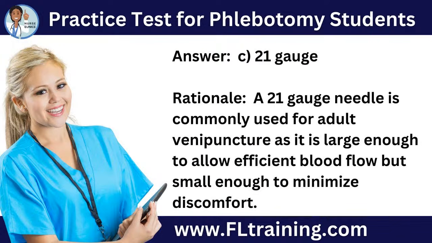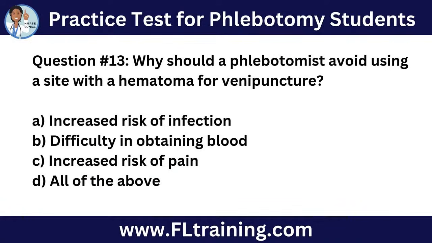And so again, if you chose C for this one, that is the correct response. A 21 gauge needle is commonly used for adult venipuncture as it is large enough to allow efficient blood flow, but small enough to minimize discomfort.